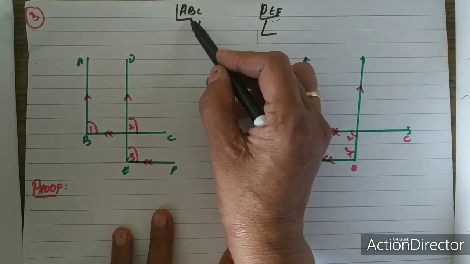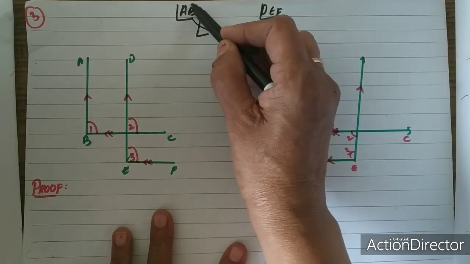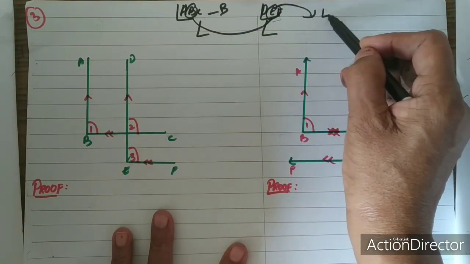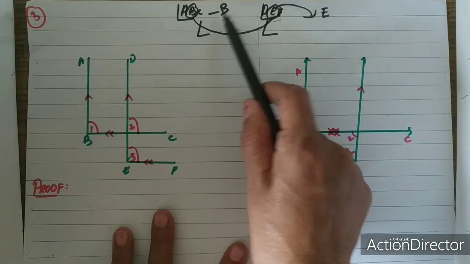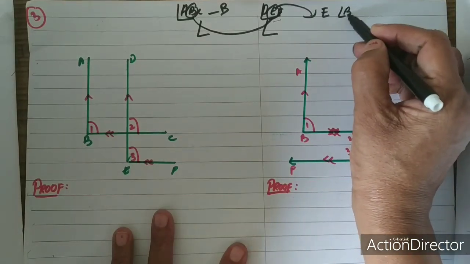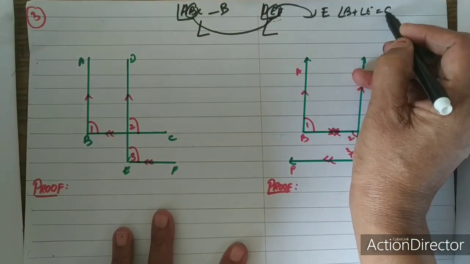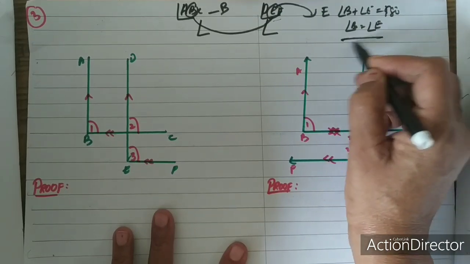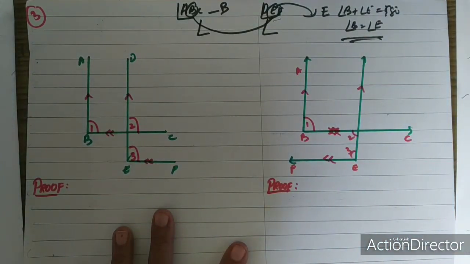You have to prove whether the sum of these two angles... what is the angle in the first case? Angle is B. What is the angle in the second case? Angle is E. You have to prove whether angle B plus E is 180 degrees or angle B is equal to angle E. These two conditions you have to prove.